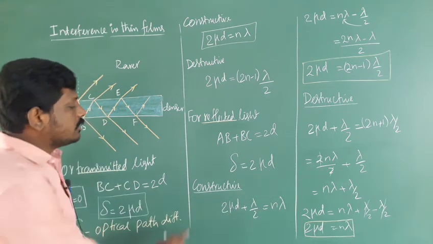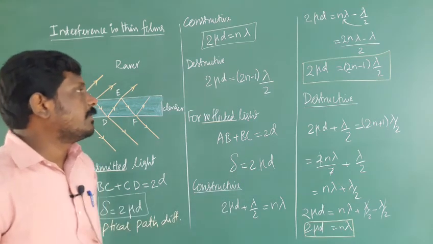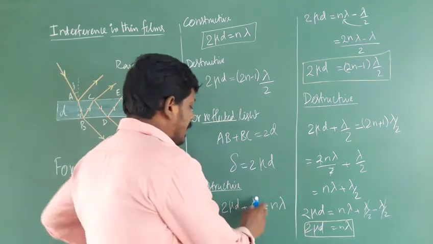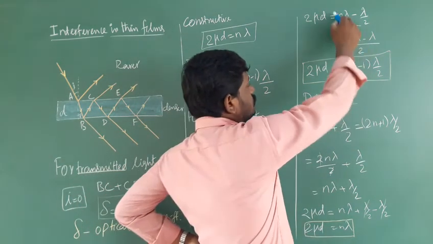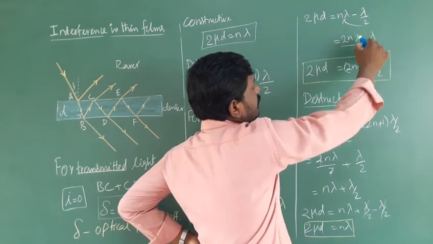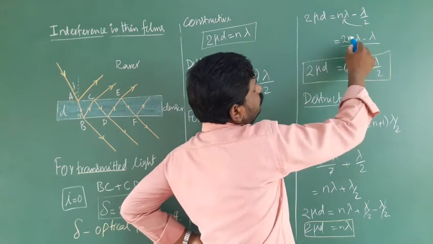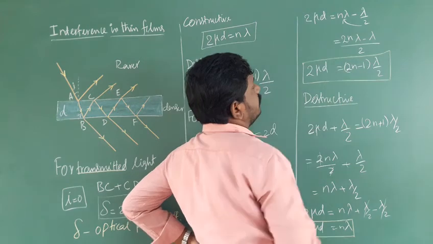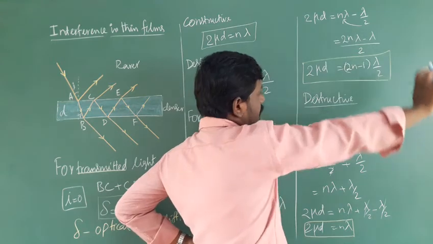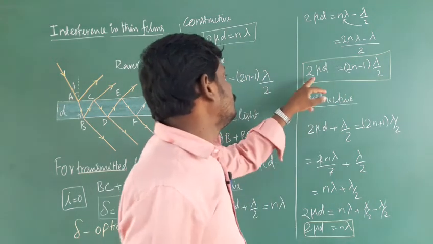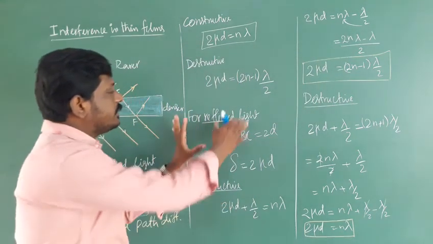So this is a new condition. For constructive interference for reflected light, 2 mu d plus lambda by 2 equal to n lambda. Lambda by 2 goes to the right hand side, so minus lambda by 2. Then the 2 goes to the denominator, so 2n lambda minus lambda, whole divided by 2. Taking lambda common, we get (2n minus 1) lambda by 2. So the final result is 2 mu d equal to (2n minus 1) lambda by 2 for constructive interference for reflected light.